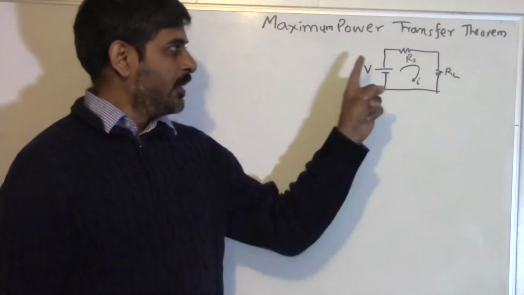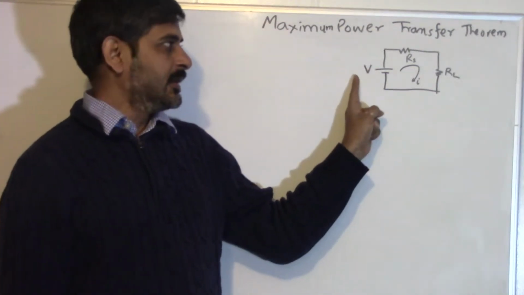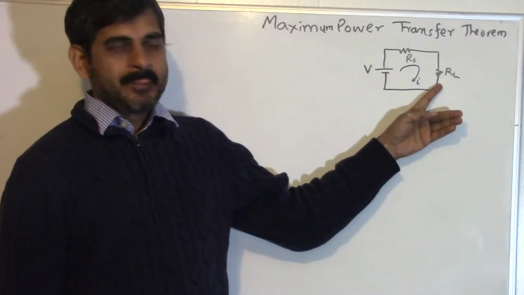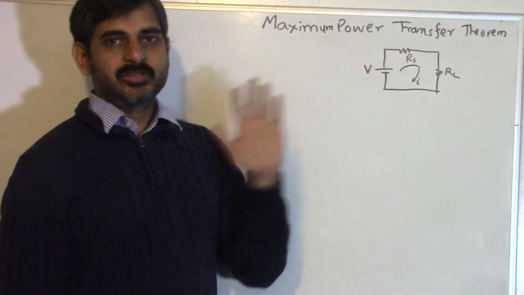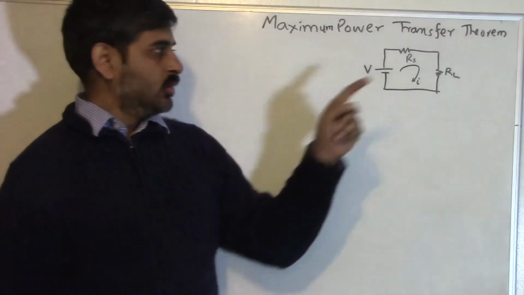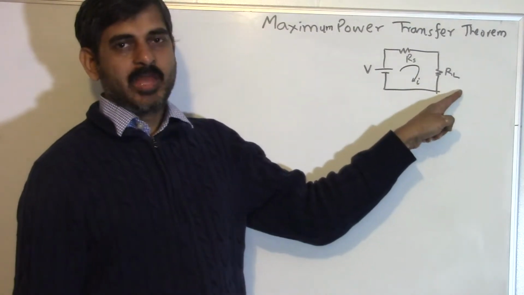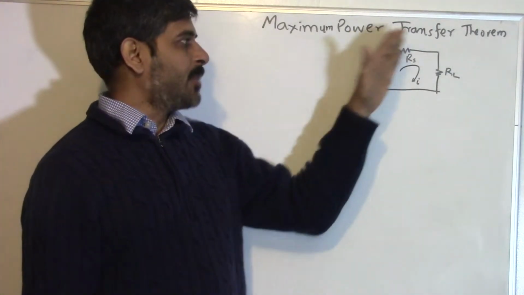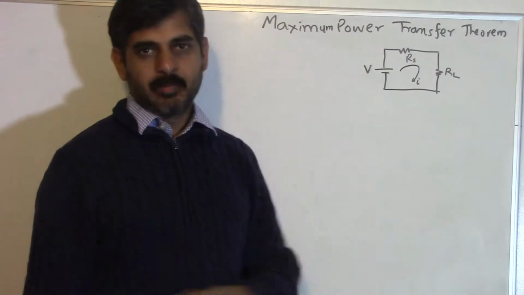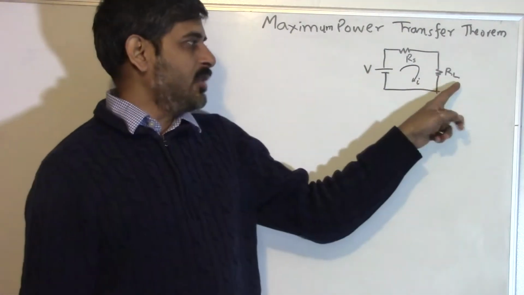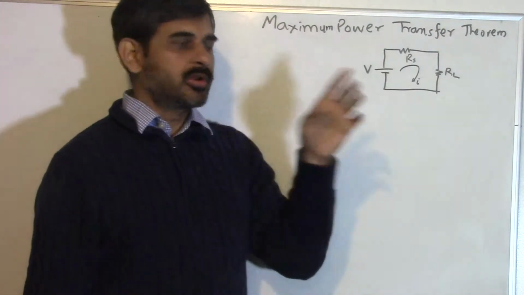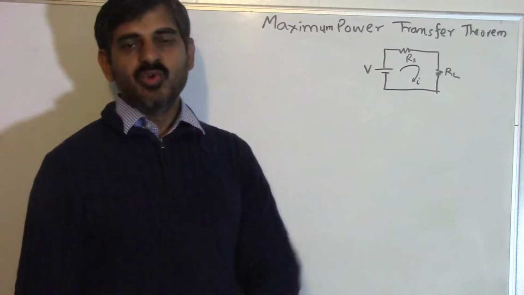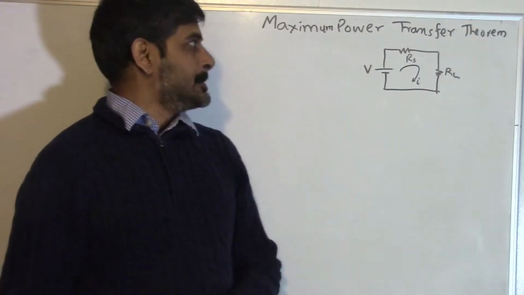To state the theorem, we have a power supply V here, a source resistance Rs, and a load resistance RL. The voltage and the source resistor are fixed, but you are allowed to change the value of RL, and you need to find the value of RL where the power delivered to this load will be maximum. It turns out that this happens when RL is equal to RS. That is the simple power transfer theorem.